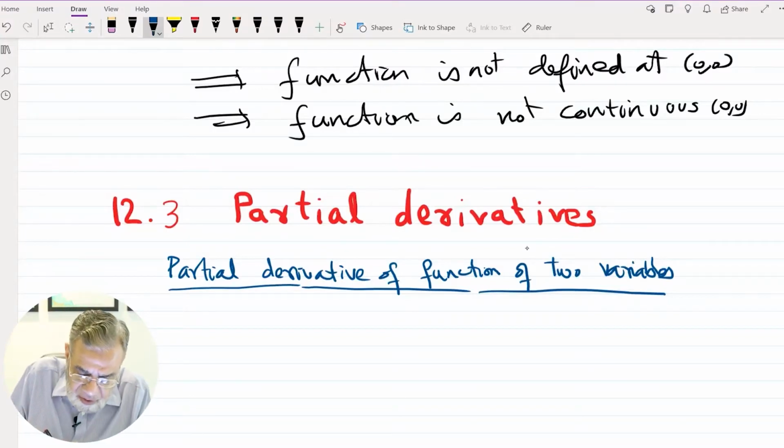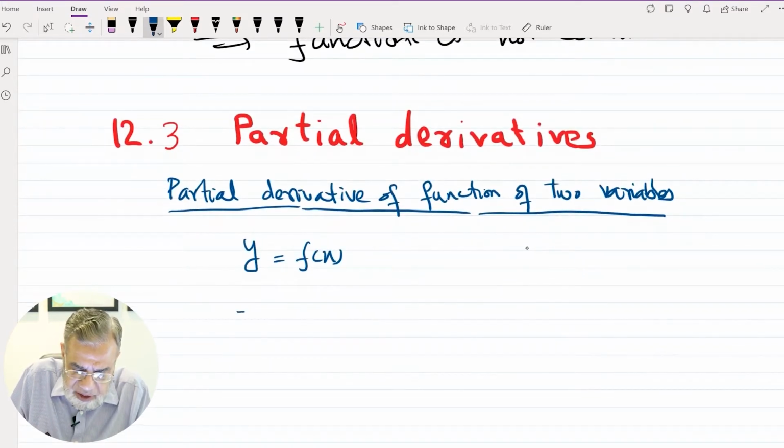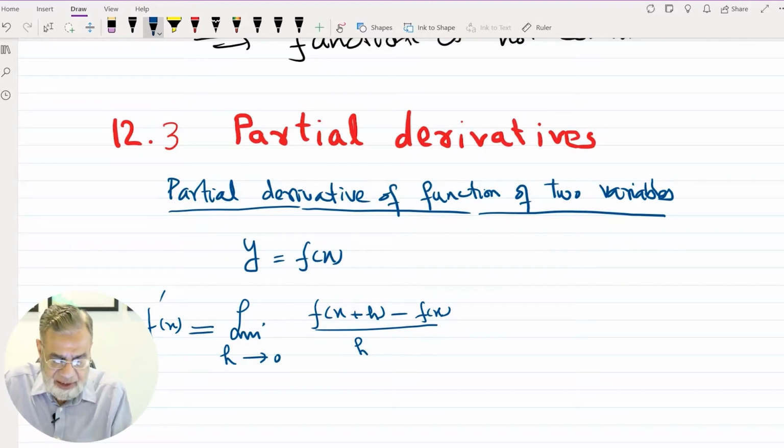So I briefly described the derivative with respect to one variable, and then we extend it to more than one variable. For example, I have the function y equal to f of x. My basic definition of the derivative of the function at x equal to a is the limit as h tends to 0 of f of x plus h minus f of x over h. This limit gives me the derivative. I write f dash of x, or df by dx, and we call this the rate of change of the function along the x-axis.